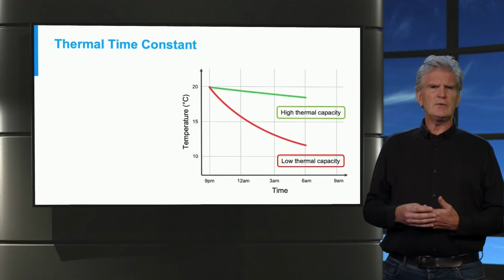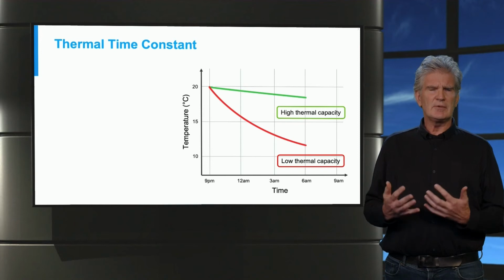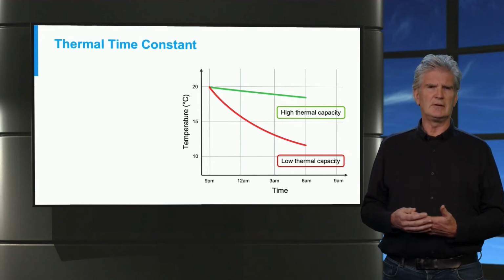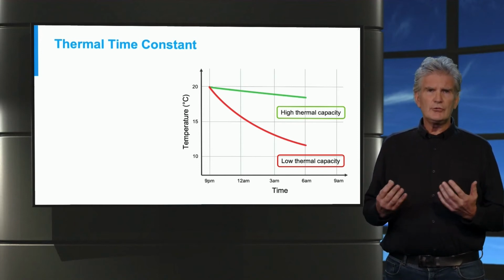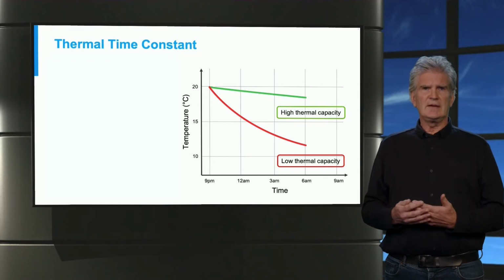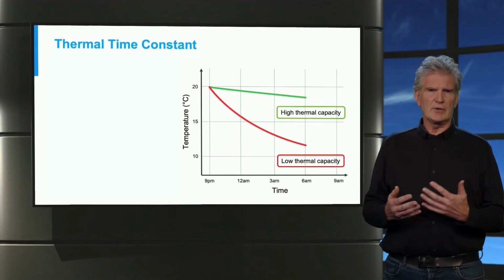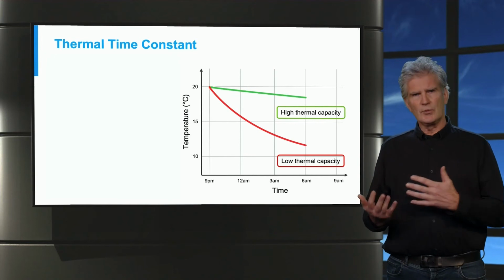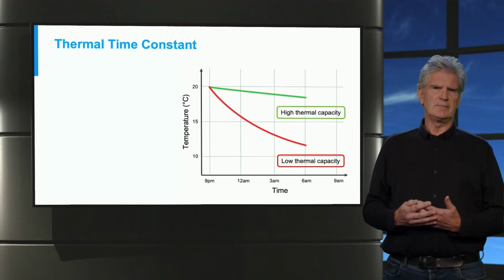Let's assume a building with the same specific heat losses, but with different thermal capacities. In the graph, you'll see two curves, and the red one indicates how quickly the temperature drops down with a lower thermal capacity, and the green one for a higher thermal capacity.